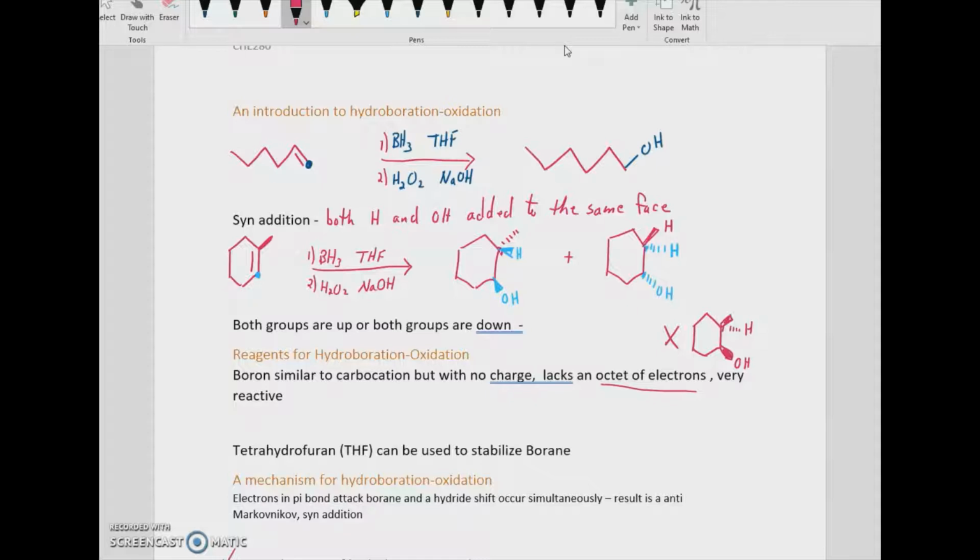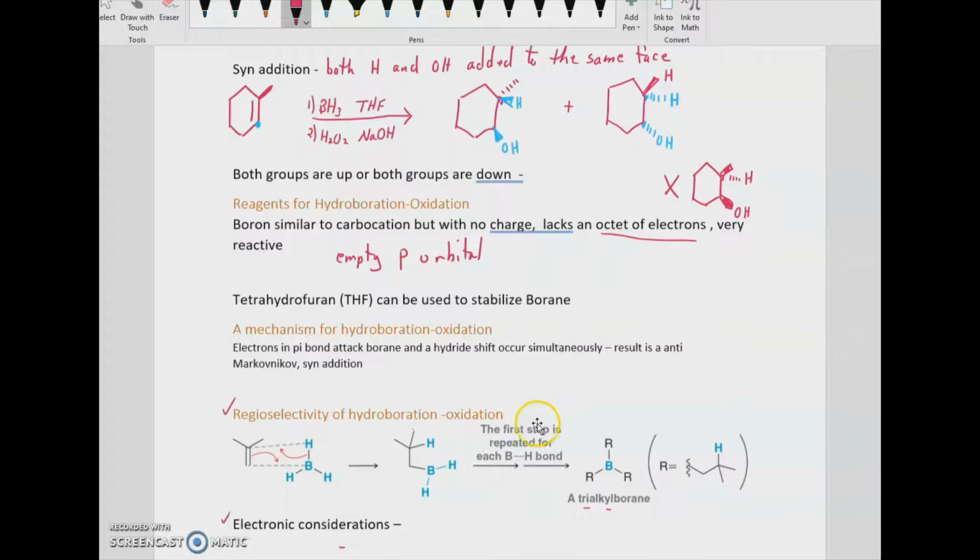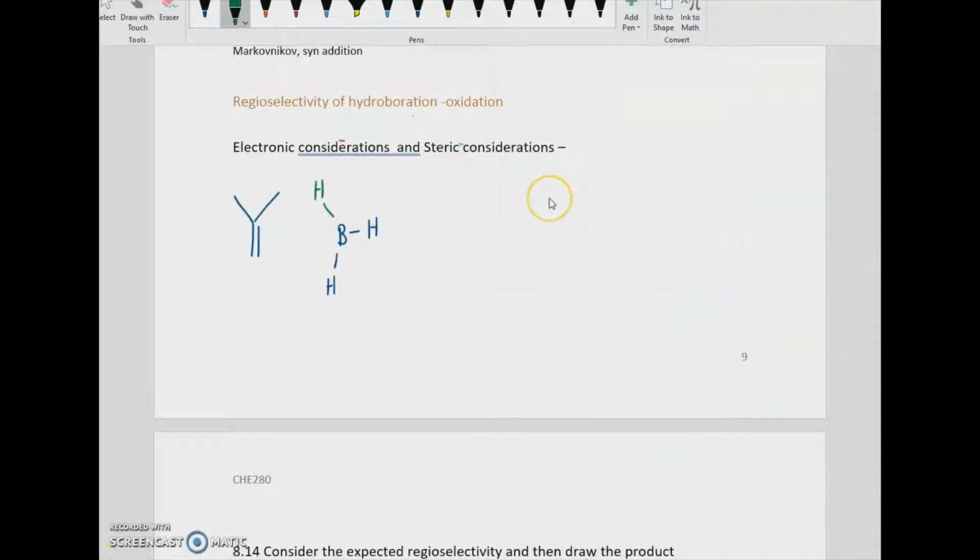So let's look at the reagents here. Boron is very similar to a carbocation. It lacks a charge, but it also lacks an octet of electrons, so it makes it very reactive. It has an empty p orbital. And we have to keep it in the tetrahydrofuran to stabilize it. So let's look at some of the electronic considerations and the steric considerations that make this anti-Markovnikov.